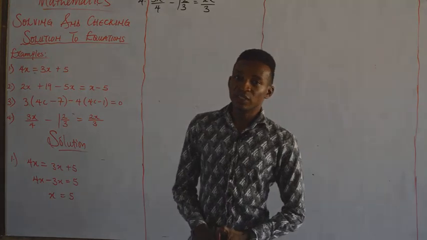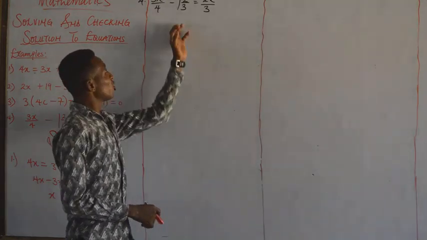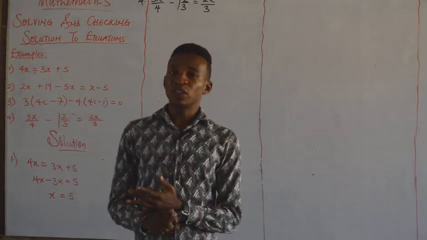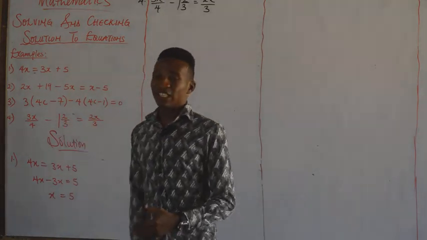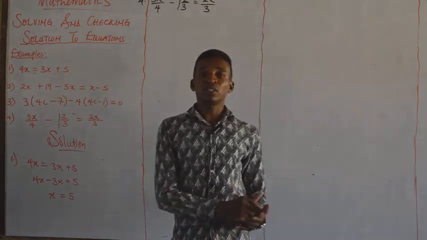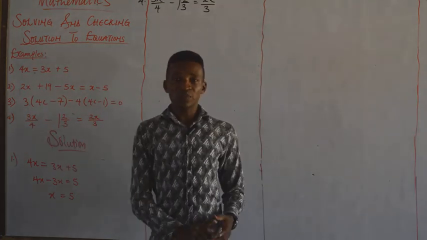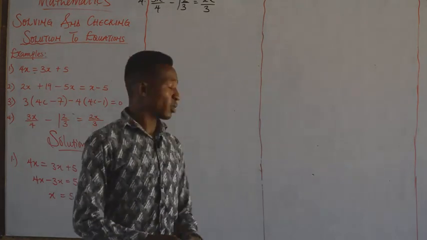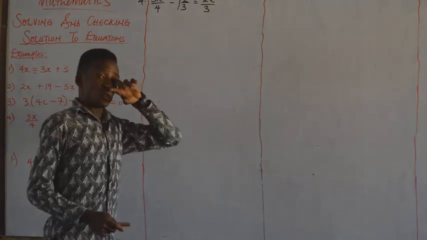So for the fourth question, this fourth question is on equations with fractions. And the way I've calibrated the questions, the first one is just a linear equation, the second one linear equation, the third question is on equations with brackets, and the fourth one is on equations with fractions. Now let's see how we are going to solve the equation with fractions.